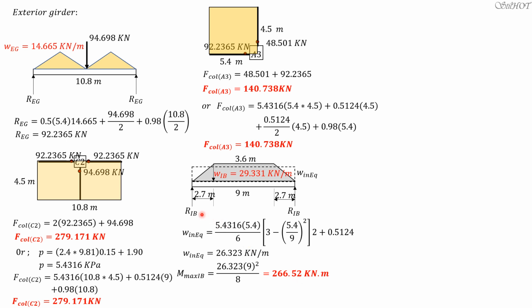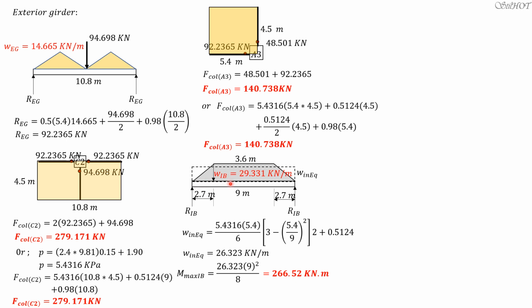So we already computed RIB. The distance of RIB from the center is 4.5. Then we subtract the moment of this rectangular load, which is 29.331 times, of course, 1.8, half of 3.6. Then the moment arm is 0.9. Then minus the moment of this triangular load, which is 1/2 of 2.7 times 29.331. The moment arm is 1/3 of 2.7, which is 0.9, plus 1.8, half of 3.6 is 1.8, so 2.7 also.